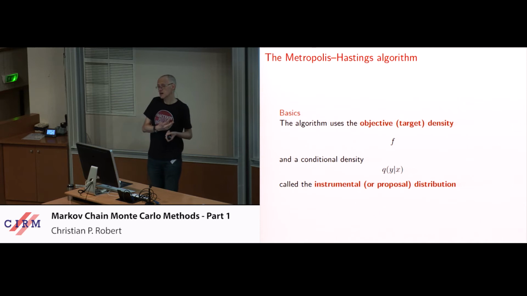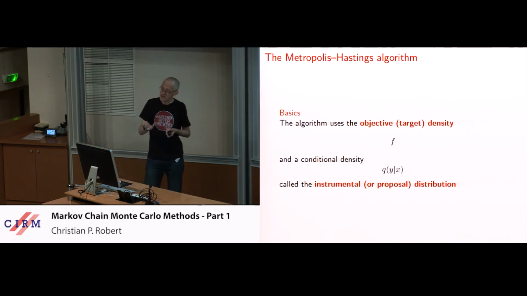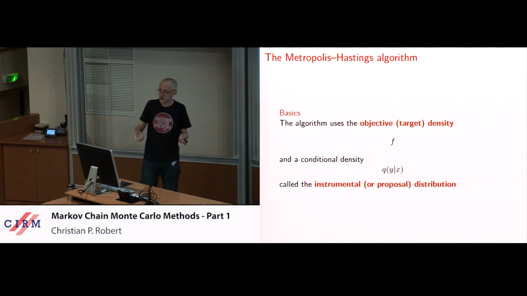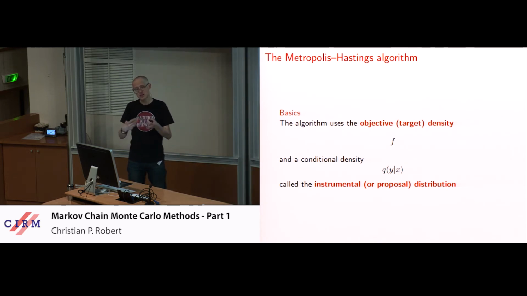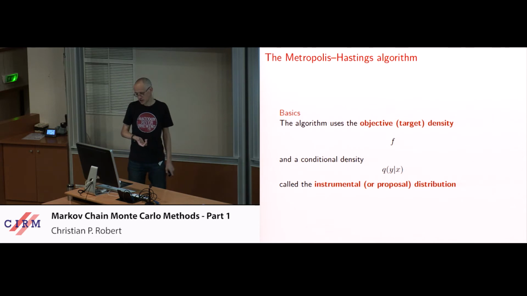Then the second step is to choose another kernel that is available, that can be computed, and that can be simulated. So this Q is a free choice that we will pick to simulate effectively values that should converge to f. F, we don't know how to simulate from. It may be very complex in a high dimension with all kinds of complications. And Q is a parameter of the algorithm that we call the proposal in most cases.